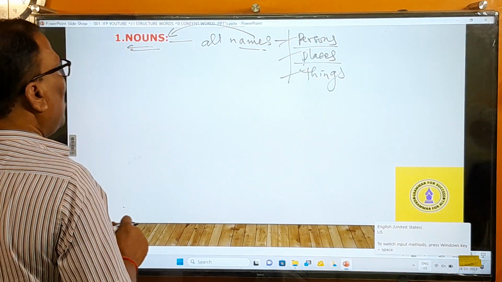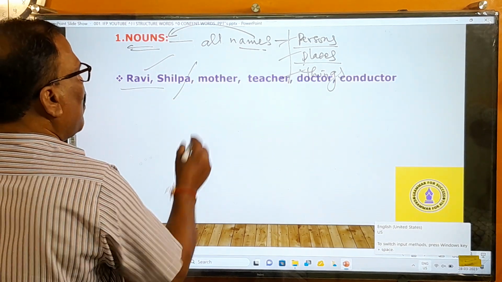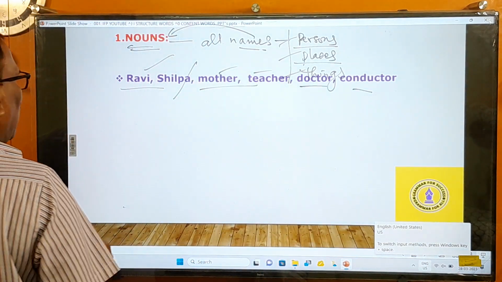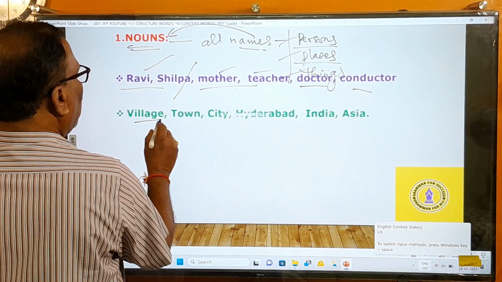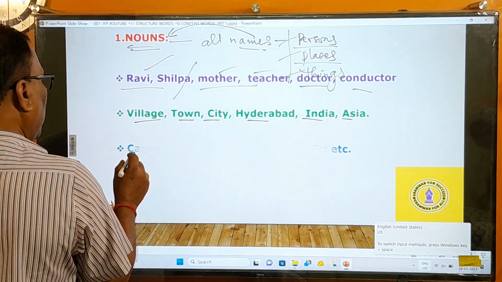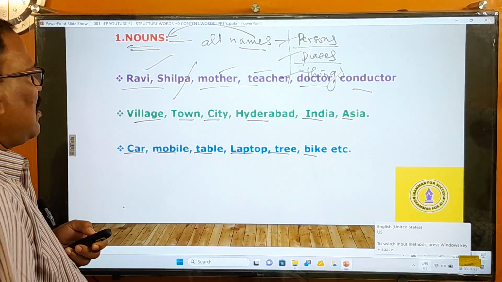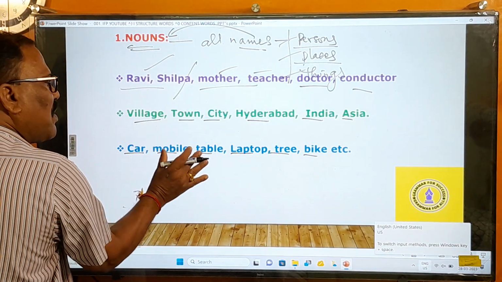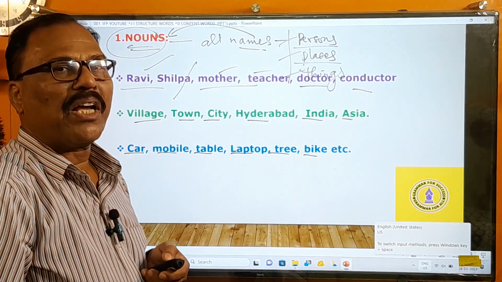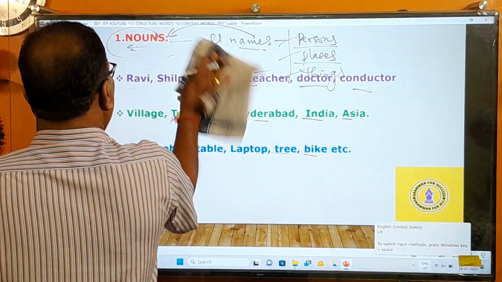These are called nouns. Now, I would like to give you some examples. Ravi, Shilpa. These are the names of persons. Mother, teacher, doctor, conductor, persons. Like that. And then comes village, town, city, Hyderabad, India, Asia. These are all names of places, right? And here, car, mobile, table, laptop, tree, bike. These are all names of things. Names of persons, names of places, names of things are called nouns. Briefly, I hope you have understood the concept of nouns, right? And now let's go to the next words.